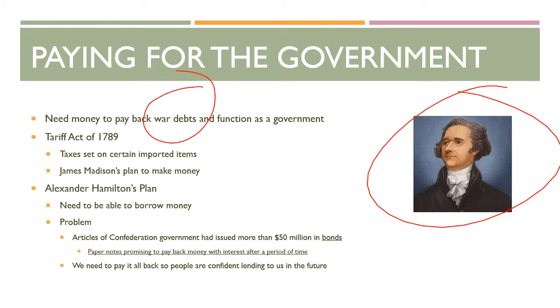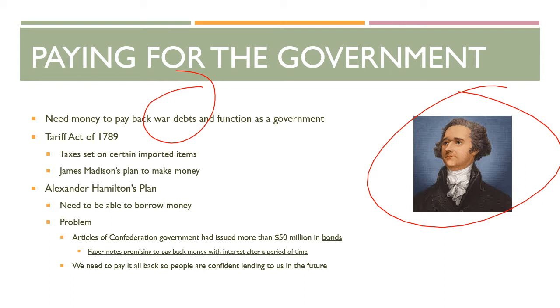But there was a problem with borrowing money. The government, or I guess the Continental Army at that time, had already borrowed a whole lot of money, and the Articles of Confederation government had also borrowed a bunch of money. They had issued over $50 million in bonds, and at that point $50 million was a lot of money, right? They had issued all of these bonds out, and bonds are just a paper note, just a piece of paper that promise that the government will pay back that money with interest after a period of time. So after 5 years, I'll pay you back all the money that you lent me, plus I'll pay you interest on it.